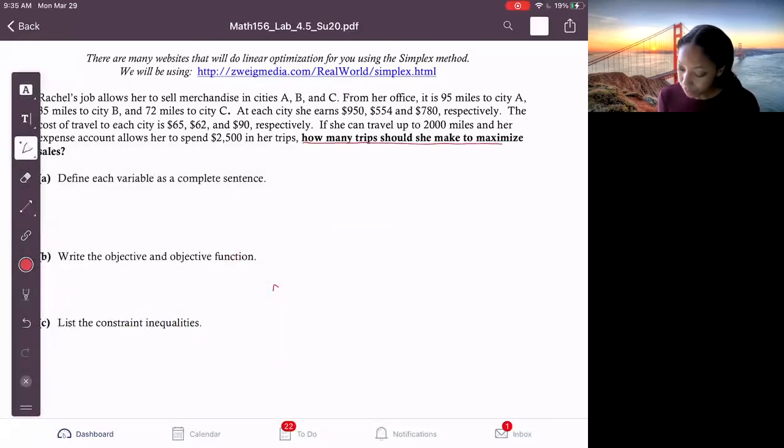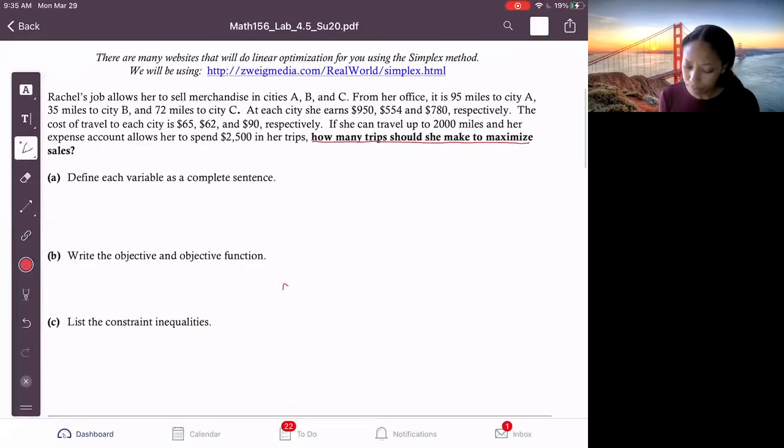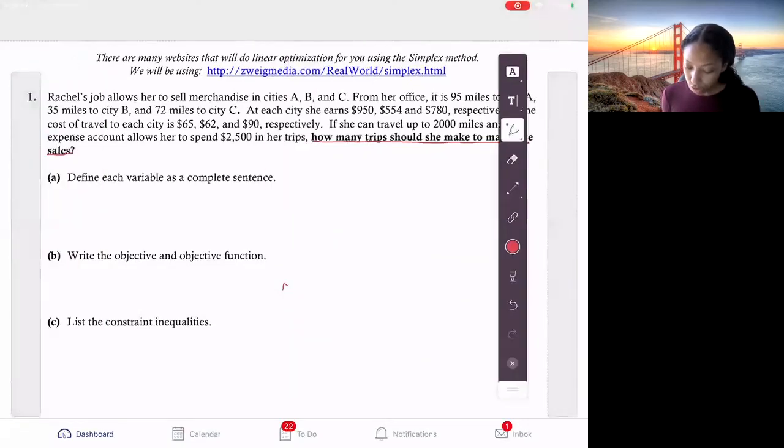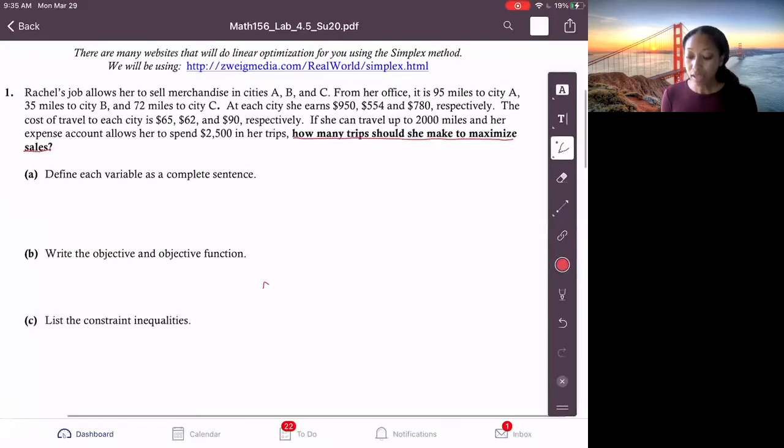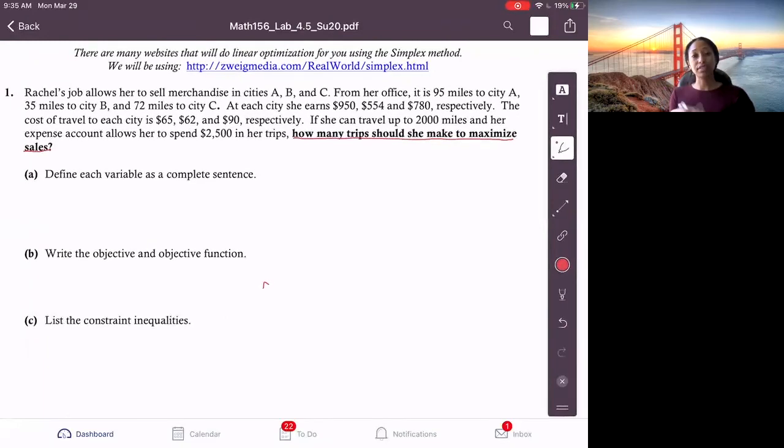So how many trips should she make to, I'm sorry, I was about to say, why would she want to minimize her sales? I read it wrong. So maximize her sales, which makes much more sense. If you're selling, you want to sell as much as possible. All right. So our goal here is to maximize our sales, and we're doing this by traveling to each of these cities. And we're trying to figure out how many trips she should make to each city.